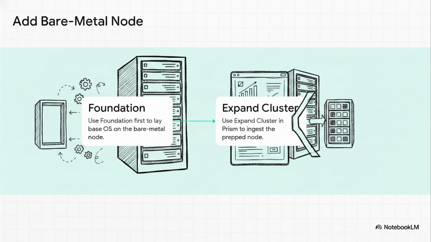But remember the rule. Expand cluster cannot perform bare metal imaging, so you're looking at a two-step process. Step 1, you absolutely must use Foundation first, solely to lay down the base hypervisor and AOS on that blank node. Step 2, once the node finally has its baseline software, then you switch over to Prism and use the expand cluster tool to officially ingest that node into your existing cluster. Basically, Foundation preps it, expand cluster adopts it.